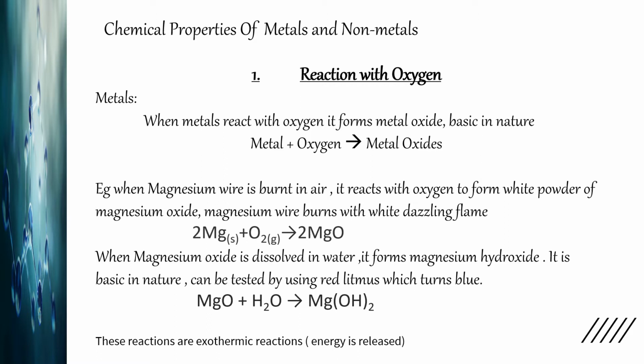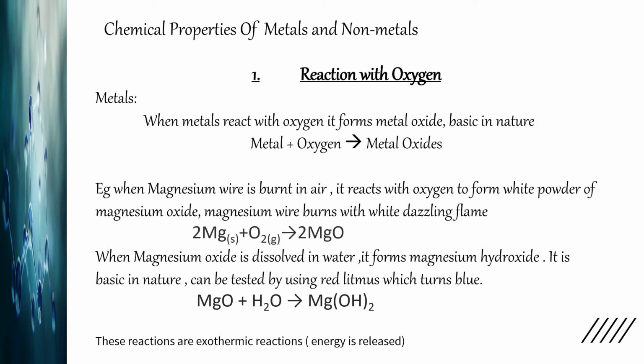That is how metals react with oxygen when they are exposed to oxygen or when they are burned in the presence of oxygen. The basic reaction is, when metals react with oxygen, it forms metal oxide. When it is tested with the help of an indicator, it shows that they are basic in nature. So the general reaction is metal plus oxygen giving metal oxide.